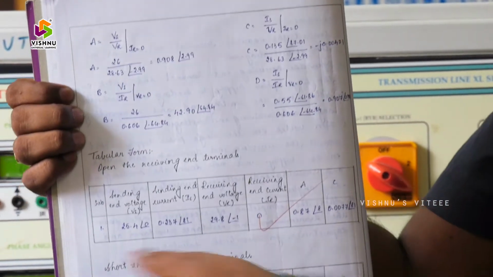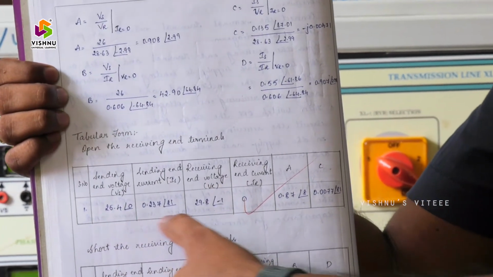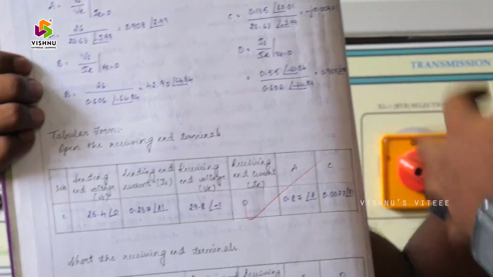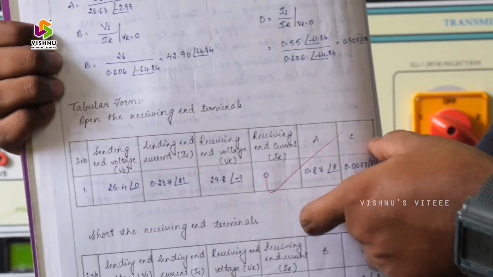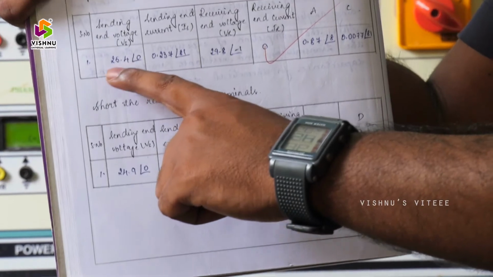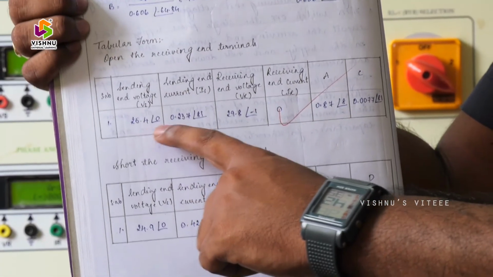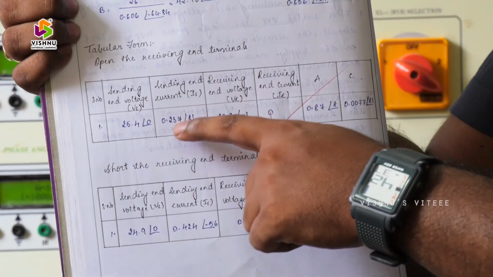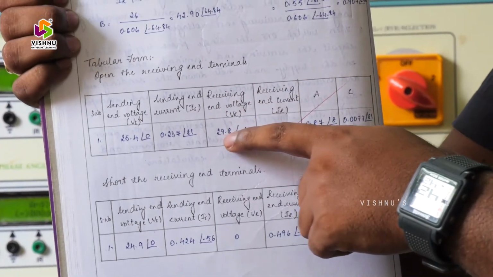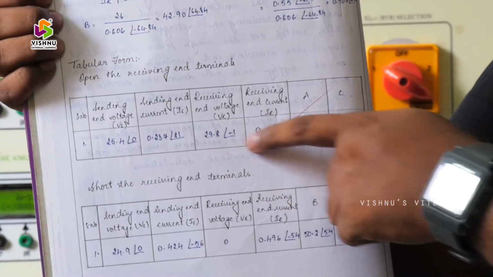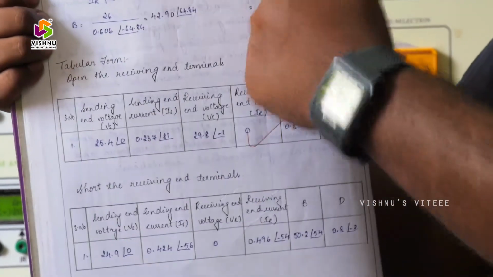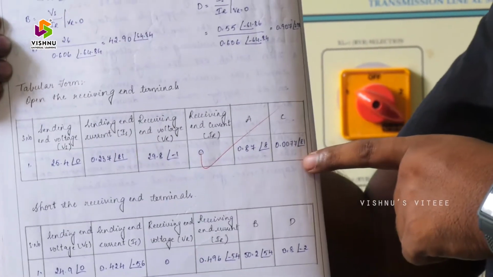So in practical, you need to put the values into a tabular form like this. Okay. So this is the sending end voltage. For the open circuit load, you need to calculate these sending end parameters, and for the short circuit load, you need to have this tabular form. Okay. So in the open circuit load the sending end voltage is 25.4 at an angle of 0 and the sending end current is 0.234 at an angle of 81 degrees. Okay. So the receiving end voltage is 29.8 and the receiving end current is 0 because it is open circuited. So after substituting all the values into these formulas you will get the A value and C value.